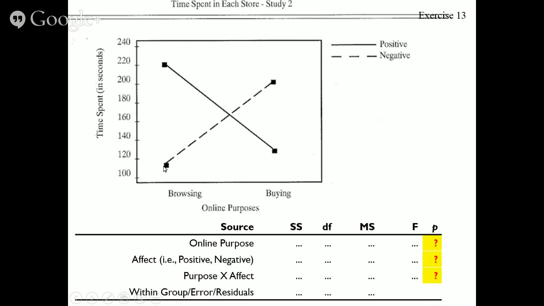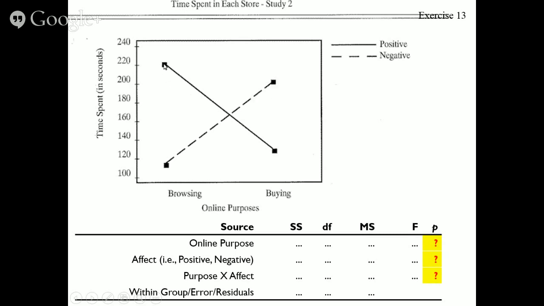Now, interpreting these things, you just have to go cell by cell until you figure out what's going on. So here, what was your online purpose? Browsing. When your online purpose was browsing, then your negative affect, when you were browsing and you were unhappy, then you spent very little time online. But when it was buying and you were unhappy, you spent a lot of time online. Oh, that makes sense. Maybe it's comfort buying.